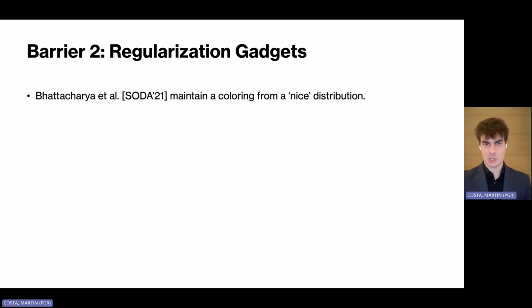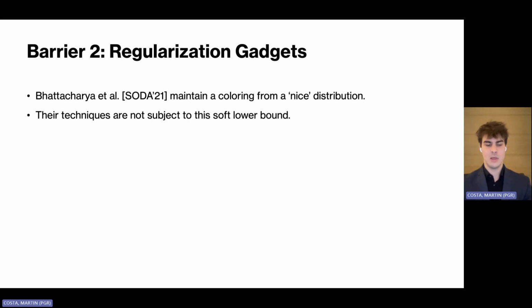So what can we do? Well, the algorithm of Bhattacharya et al. doesn't do this. It basically maintains a coloring from some nice distribution. And because they do this, and the coloring is coming from some distribution and isn't assumed to be completely arbitrary at every point from an analytic perspective, their techniques are not subject to this lower bound. So they can bypass this lower bound.